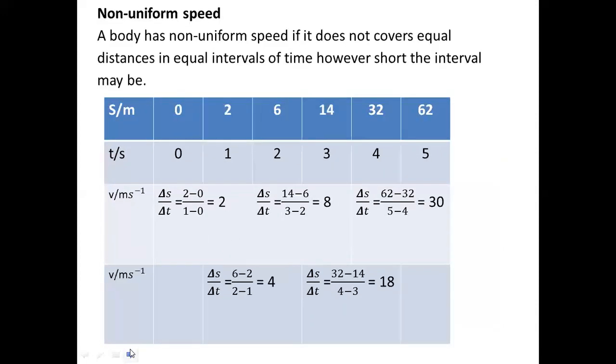Next is non-uniform speed. A body is said to have non-uniform speed if it does not cover equal distance in equal intervals of time.